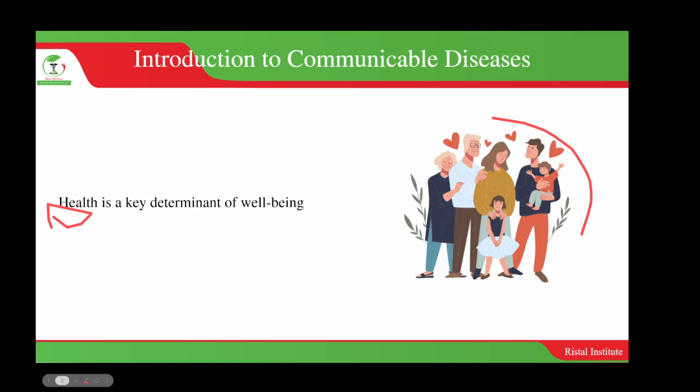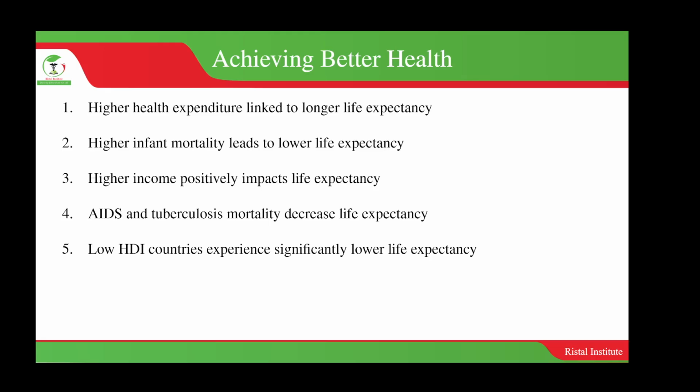For us to be able to achieve that level of optimal well-being or optimal health, we need to spend resources on health. That means that a large proportion of the revenue that the government collects should be directed towards improving health. That's why we are saying that higher health expenditure is linked to a longer life expectancy. People are likely to live longer if the government appropriately uses the money to improve health.